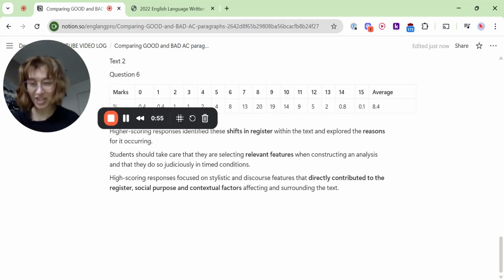The actual question in the exam for Section B says specifically that you need to talk about context, register, purpose, and function. So make sure that all your features, at least at the start of your AC, directly talk about these factors, and that's super important before you go on to talking about things like cohesion and coherence, which of course indirectly contribute to these.